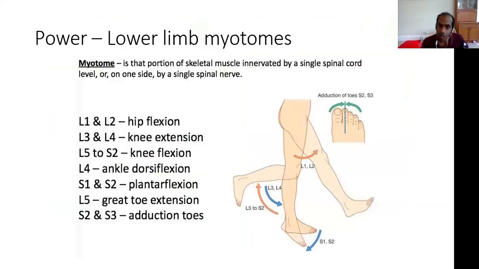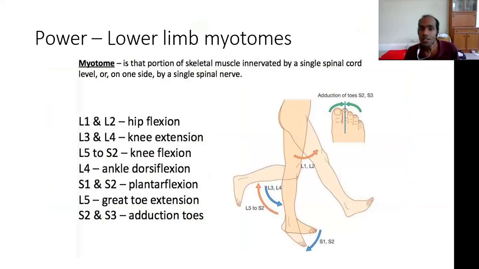And then I have given you a list of the myotomes for the lower limbs, and make sure that you remember all of this. Okay, this is very, very important. You won't be able to work out anything without knowing this.